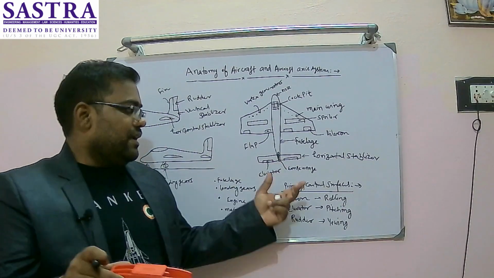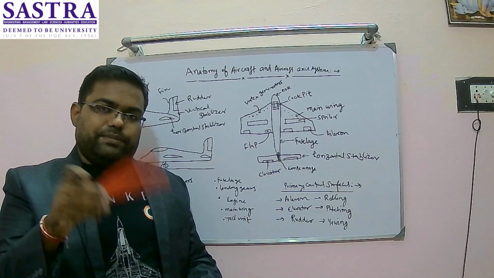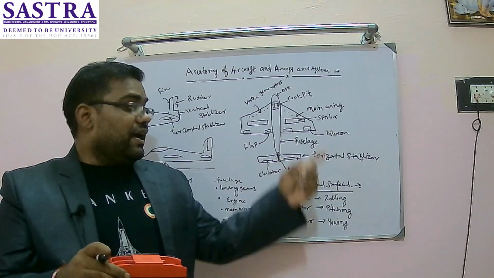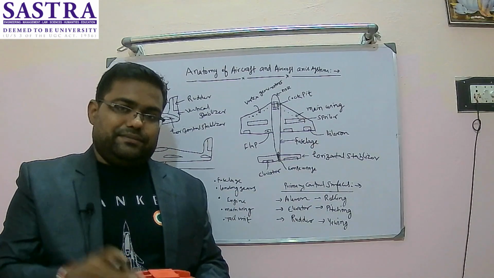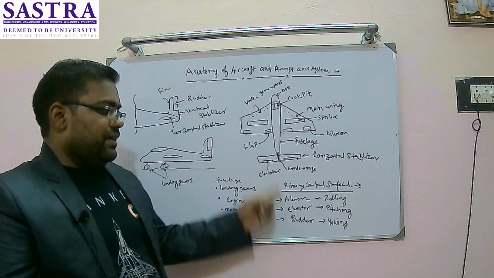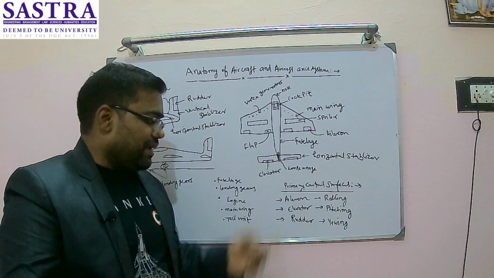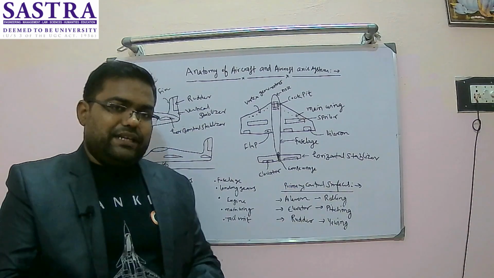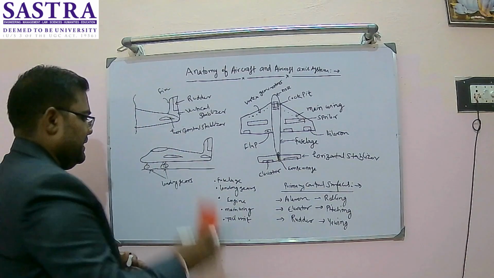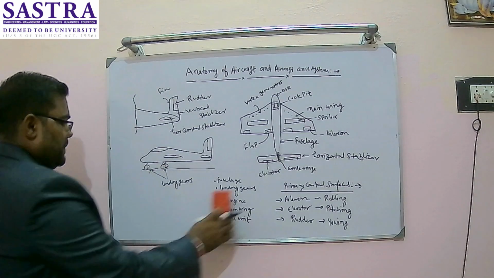At the horizontal stabilizer, we have the elevator. The elevator will control nose up and nose down. So altitude will be controlled by the elevator, and ailerons will control what? Rolling. So rolling will be controlled by the aileron. So these are the three primary control surfaces. Apart from these three primary control surfaces, there are some secondary control surfaces, or we can say auxiliary control surfaces. Let's see the auxiliary control surfaces.